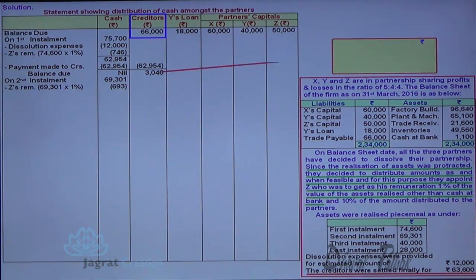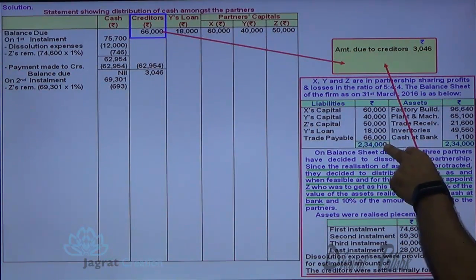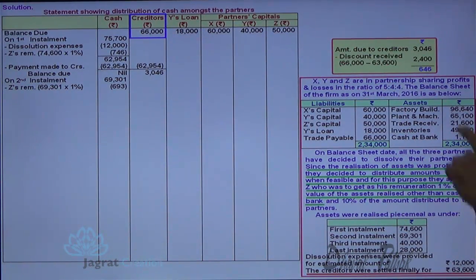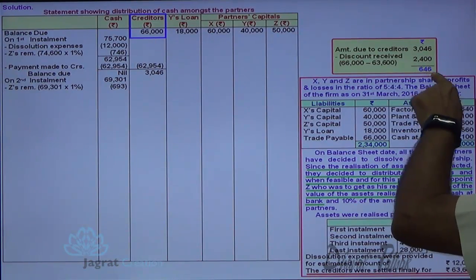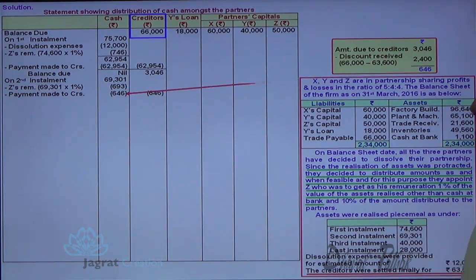Now how much is the discount received from creditors? The total amount outstanding is 3046 and the total discount received, 63,600 is the amount settled and the liability is 66,000. So 66,000 minus 63,600 is the discount received. That will be deducted. So the final payment to be made to creditors is 646. So 646 is paid to creditors.